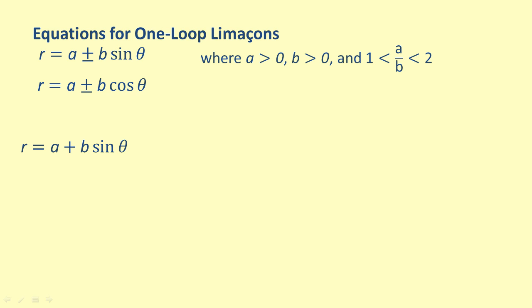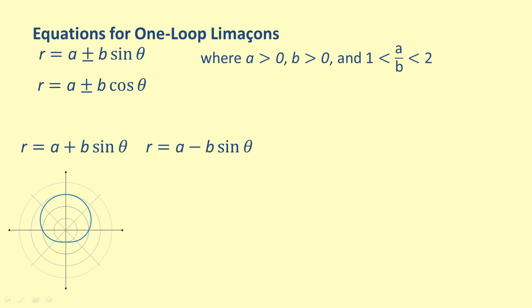First, we have the equation r equals a plus b sine theta. This equation gives us this graph. Next, we have the equation r equals a minus b sine theta, which gives us this graph. Notice that the second graph looks similar to the first. By replacing the plus sign with a minus sign in the equation, the graph of the limaçon gets reflected across the polar axis. Notice that both of these graphs are symmetric about the vertical line theta equals pi over 2.